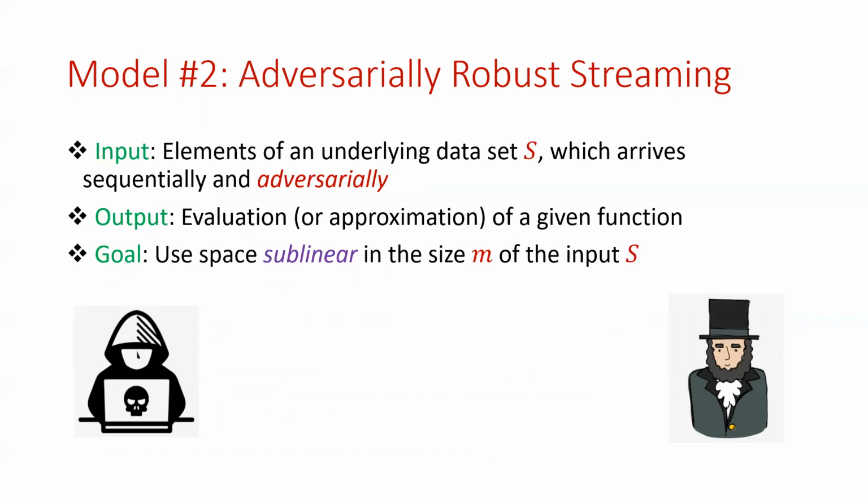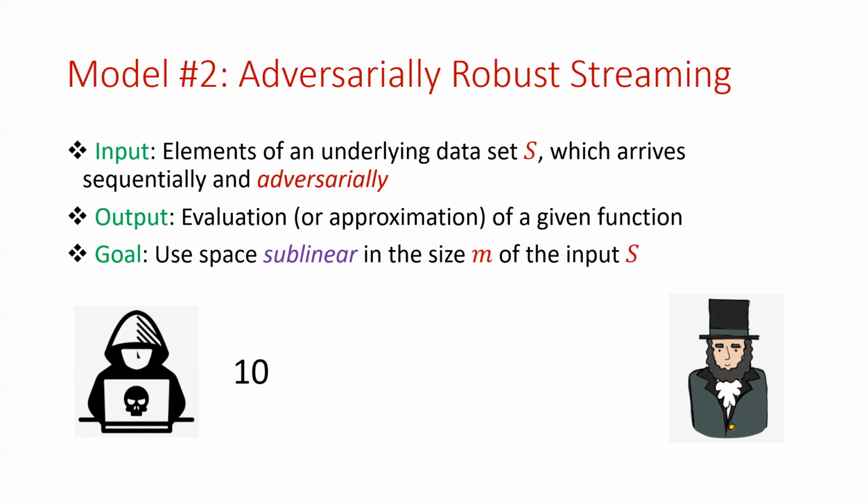The next model we'll discuss is the adversarially robust model, in which the elements of an underlying dataset S arrive sequentially and adversarially. And again, the goal is to output an evaluation or an approximation of a given function using space sublinear in the size M of the input. But the key is that the input now is generated adversarially. So suppose we have a sequence of bits again, and let's suppose that the adversary first generates a bit 1, and our algorithm outputs 1 because that's the number of ones it's seen so far.